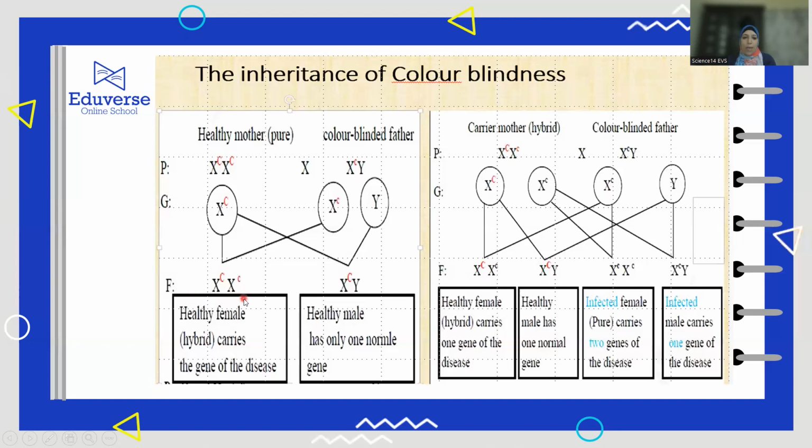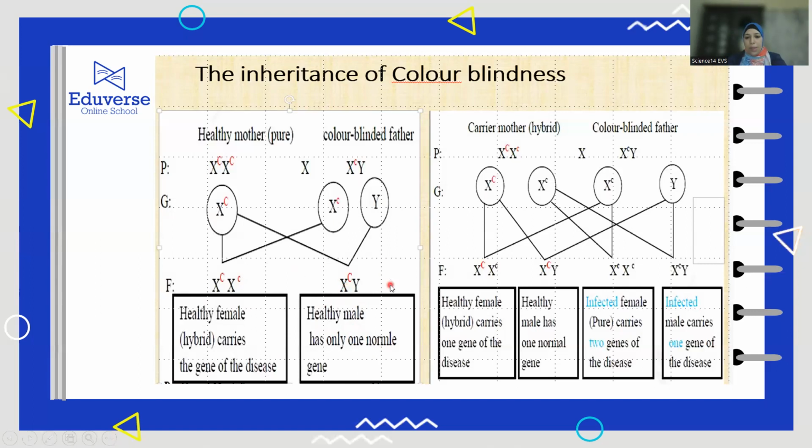Why is it a healthy female? Because the genes are hybrid, with the dominant one present. So the recessive trait, which is color blindness, will not appear. But this female is a carrier. Carrier because she has the recessive gene, so she may inherit this gene to her offspring. While here the father is X C capital Y, a healthy father. He has only one gene, which is enough to express that trait.